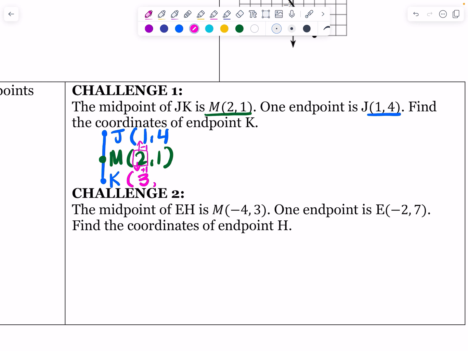How do you check it? You add the top and the bottom, divide by 2, and see if it gives you the middle. So what is 1 plus 3? That's 4. 4 divided by 2 does give me 2. Okay, so let's do that again.